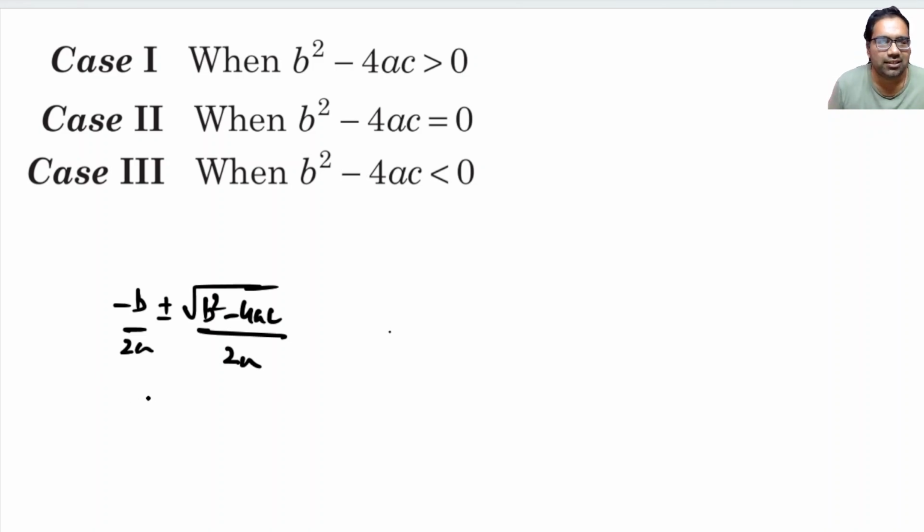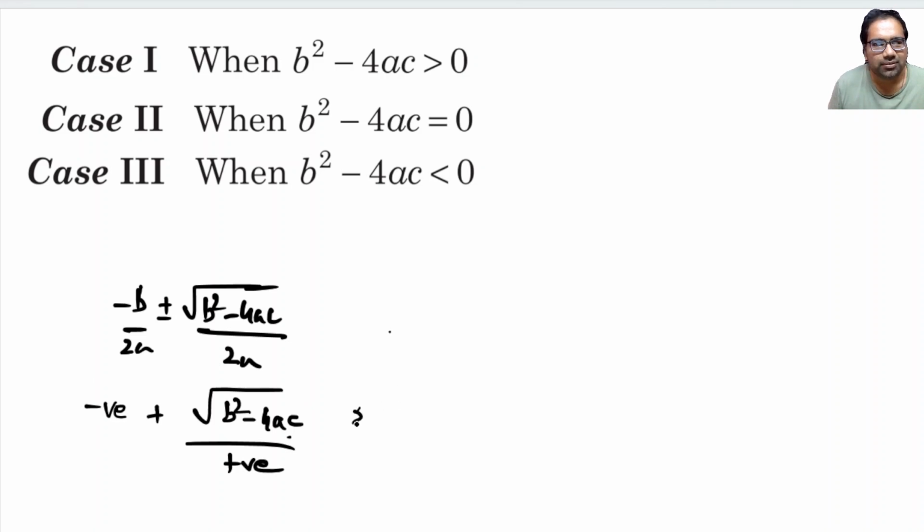In this, a is greater than 0, b is greater than 0, c is greater than 0. What does that mean? b is greater than 0, a is also greater than 0. That means b by 2a is greater than 0. That means minus b by 2a is negative. And plus under root b square minus 4ac by 2a. 2a is always positive. Okay, so now let's see what will happen to this b square minus 4ac.